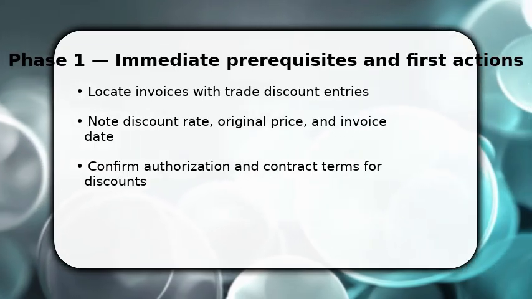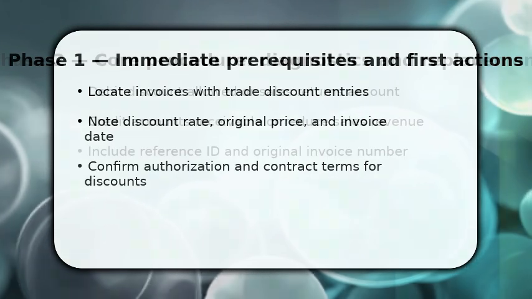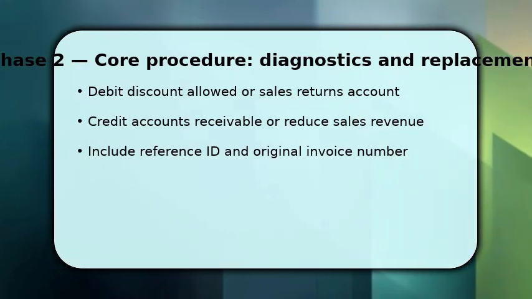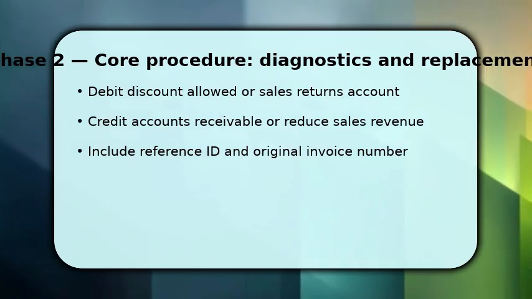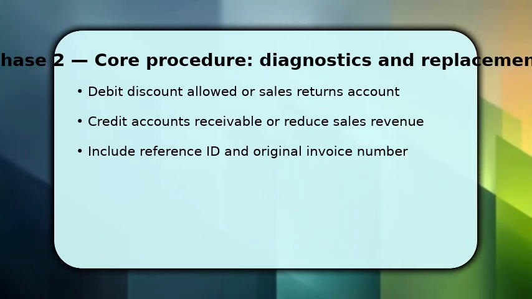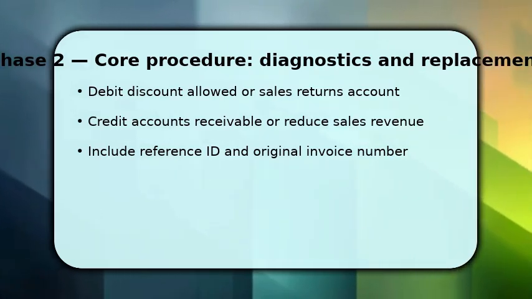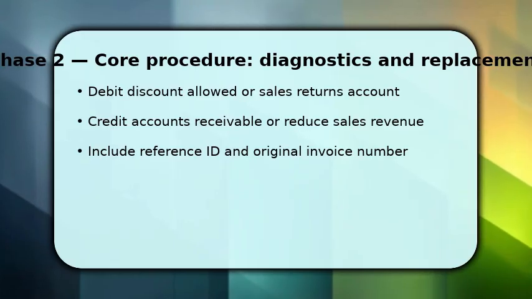Next, you post the actual reversal entries. Debit the discount allowed or a sales returns account, and credit accounts receivable or reduce sales revenue, depending on your accounting policy. Make sure to attach the original invoice number and a reference ID so auditors can trace the transaction.